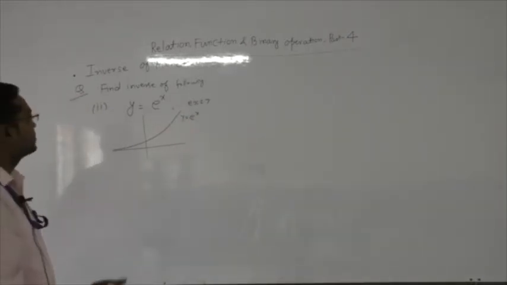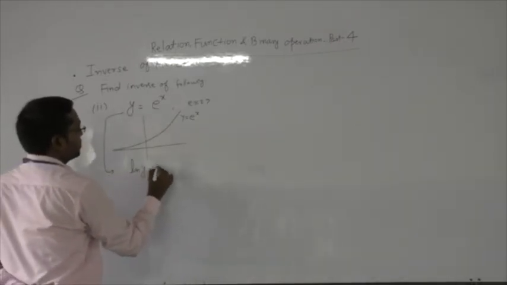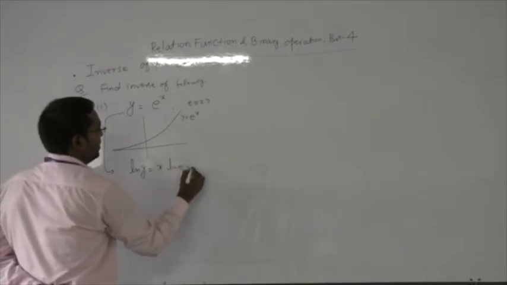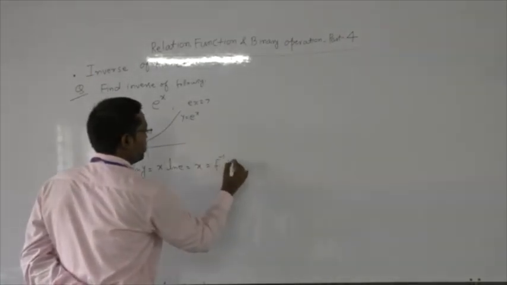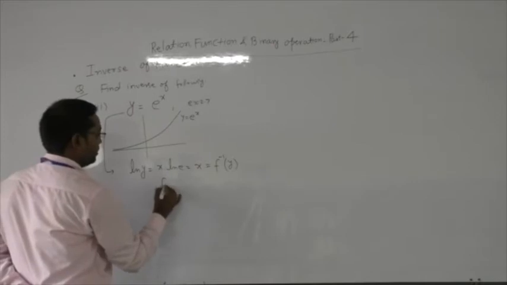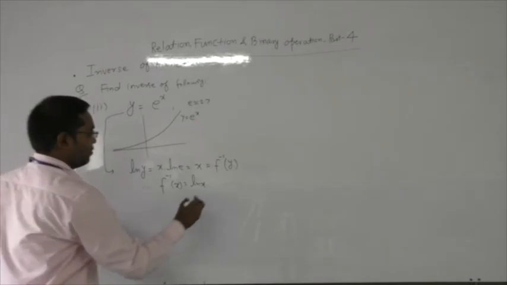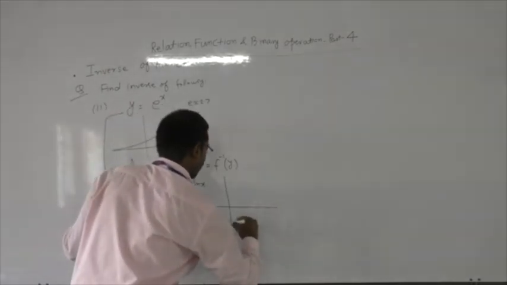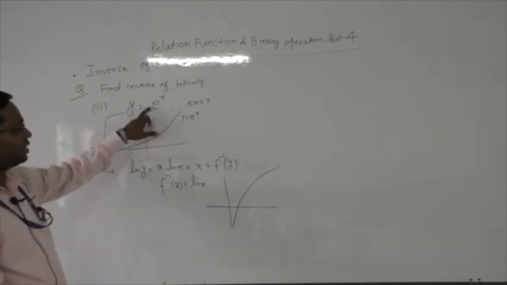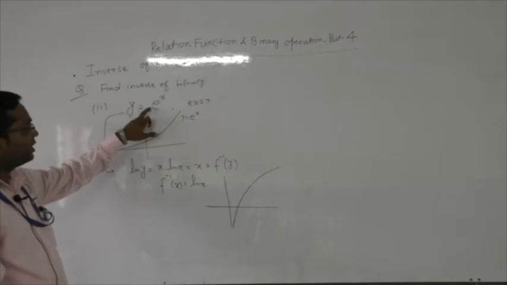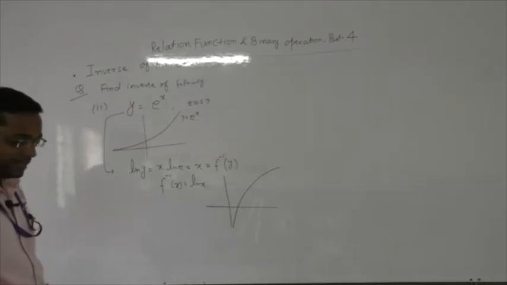Now see how to find the inverse. From here, take log on both sides. So we will get ln y equals x into ln e, that will become x. So this we will get as f inverse of y. So the inverse of this function will be ln x, and the graph of ln x will be like that. Fine. So this is the inverse of this exponential function. Here we can see the exponential and this logarithmic function are inverses of each other. Okay, let's see the next question.